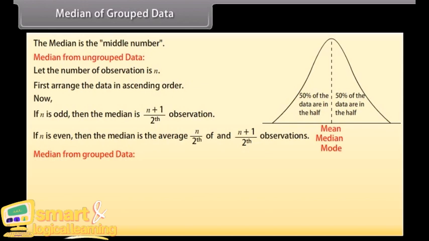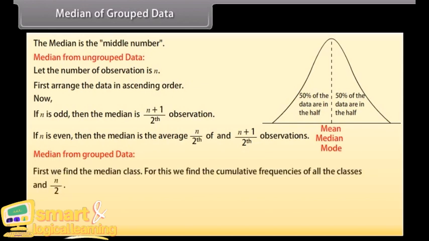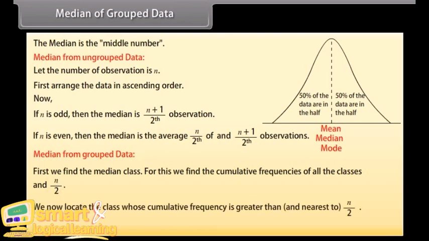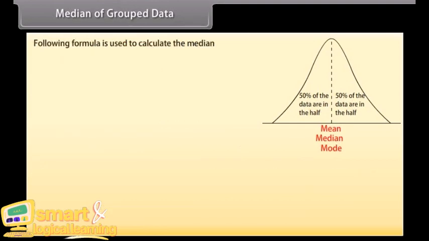Median from grouped data. First, we find the median class. For this, we find the cumulative frequencies of all the classes and n by 2. We now locate the class whose cumulative frequency is greater than and nearest to n by 2. This is called the median class. The following formula is used to calculate the median.